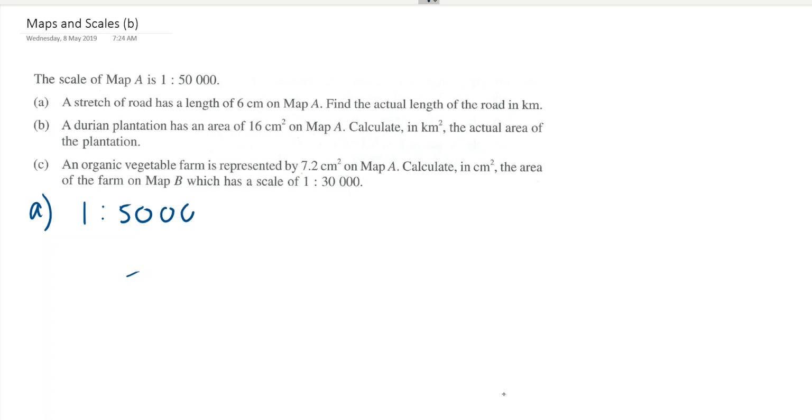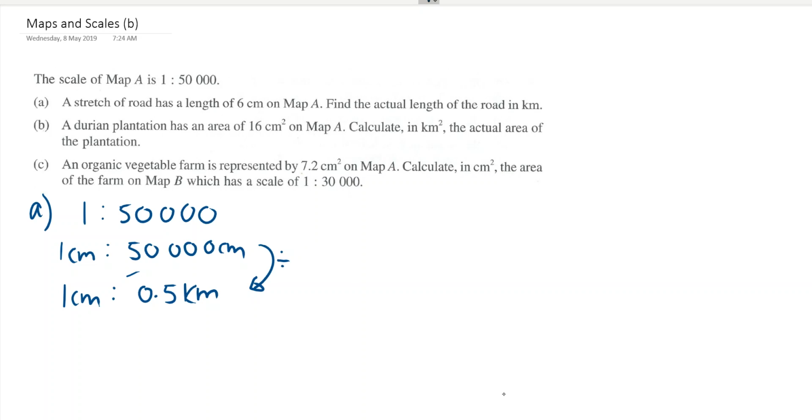1:50,000. So remember when they gave you a scale, it's always 1 cm is to how many cm? The units are the same. In good practice, you should write this, and then you can write that 1 cm is to 0.5 km. How do I do this so fast? I divide by 100 to get meters, and then I divide by 1000. So 1 cm is to 0.5 km.